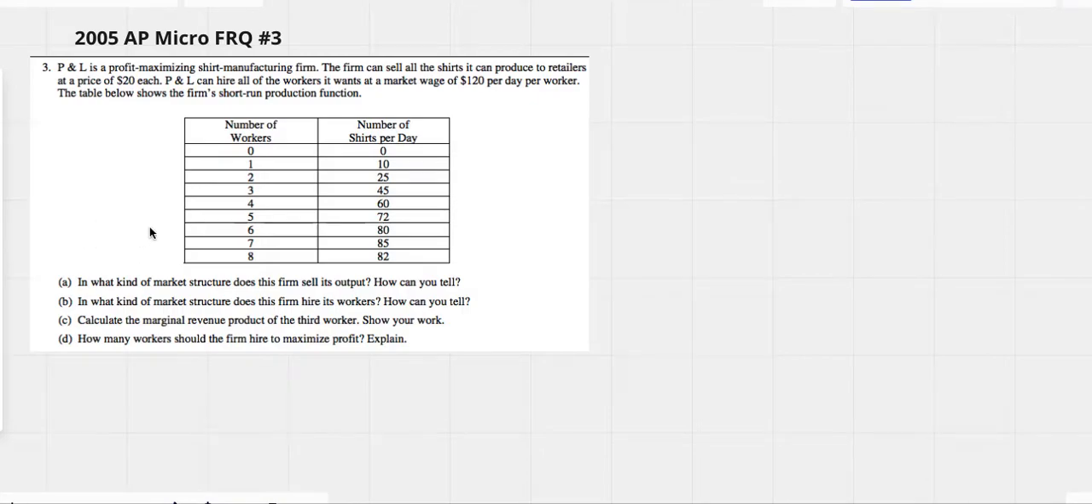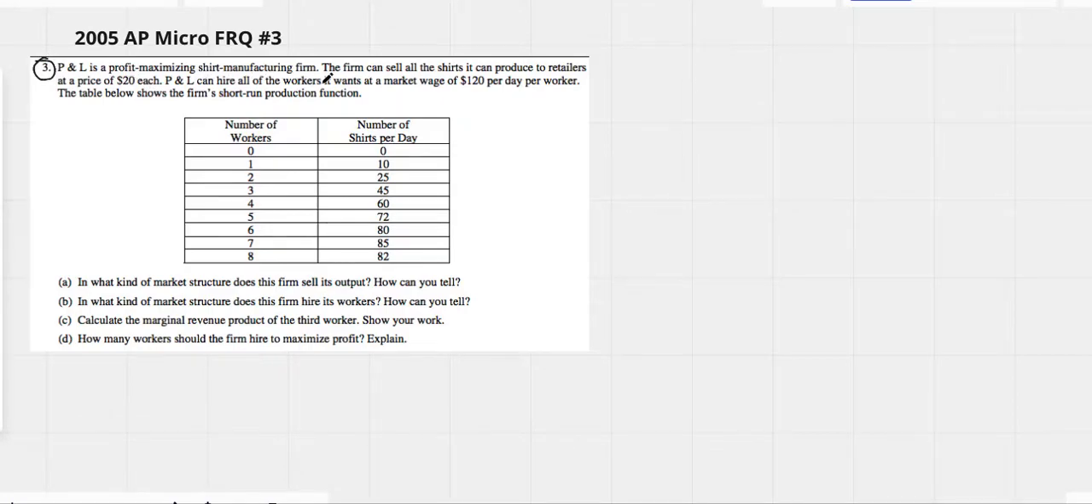Labor question, 2005 AP Micro FRQ number 3. Let's see if we can do this one fairly quickly. The first thing I would do is make a table. If I have a table, first of all, I'm going to underline what's important.